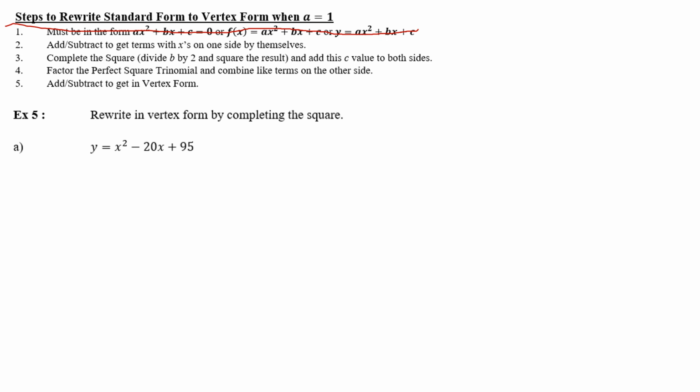We look at this equation right here, y equals x squared minus 20x plus 95. Sure enough, it is in standard form, so we can move on to step 2. Step 2 says add or subtract to get all the terms with x on one side. So we have x squared minus 20x. We want to get that by itself, so we need to get rid of that positive 95 to the other side. It's positive, so we're going to have to go ahead and subtract 95 to both sides.